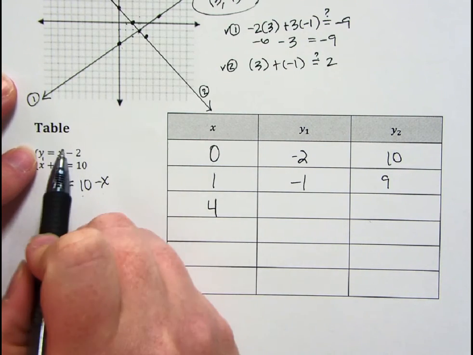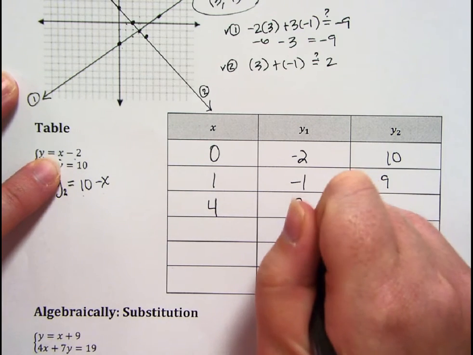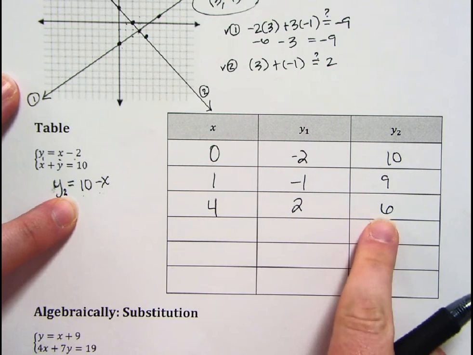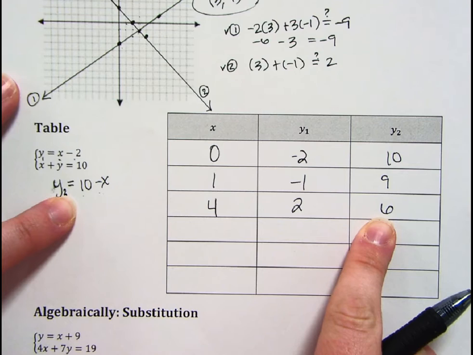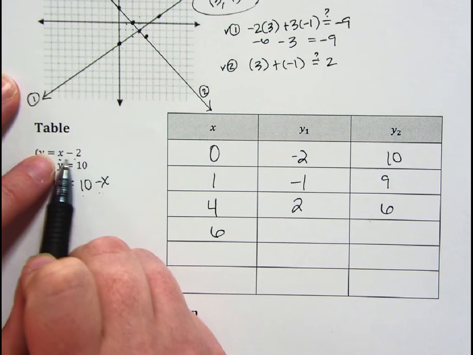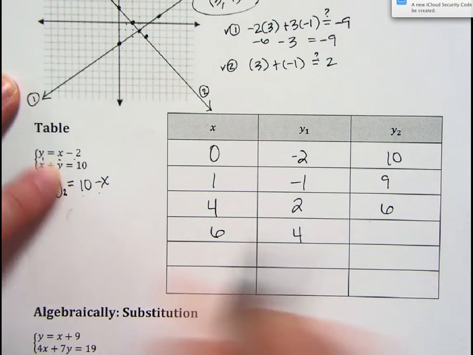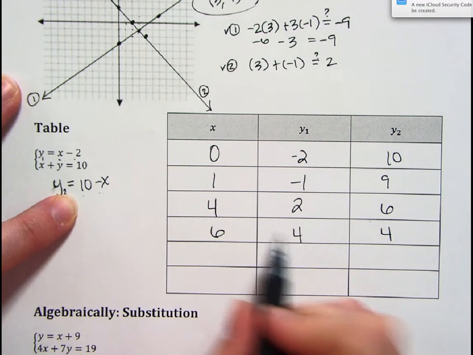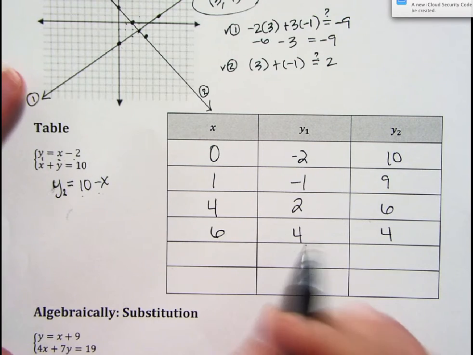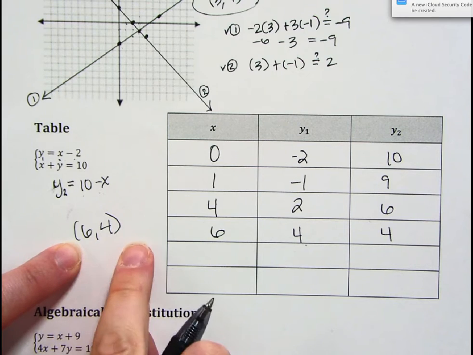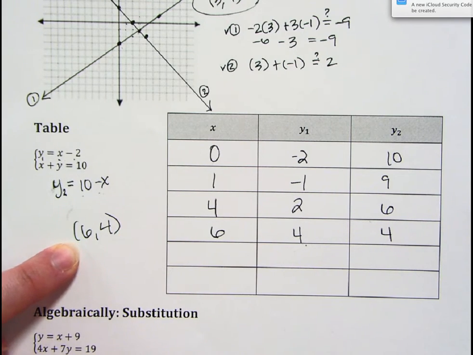So if x is 4, 4 minus 2 is 2. 10 minus 4 is 6. I'm now only 4 units apart. So once again, I'm in the right direction. Maybe I'll try 6. So 6 minus 2 is 4, and 10 minus 6 is 4. We got it. So we were looking for when the y values were equivalent. So our solution is 6, 4. When we have an input of 6, the two equations are producing the same output of 4. So 6, 4 would be our solution.